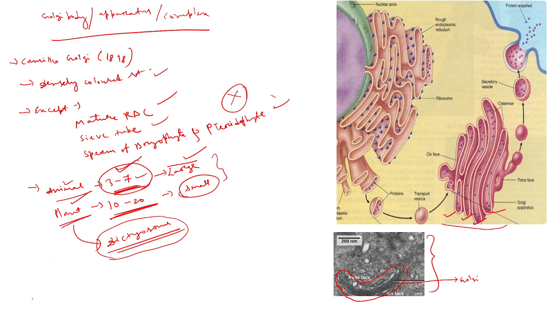So come to the structure of the Golgi body. This is the structure of the Golgi body. Three types of structure are present. One is called the cisternae, one is called the tubule, and another is called the vesicle.